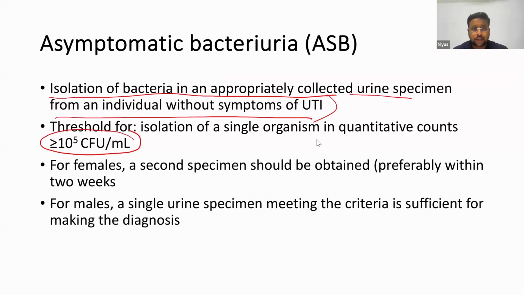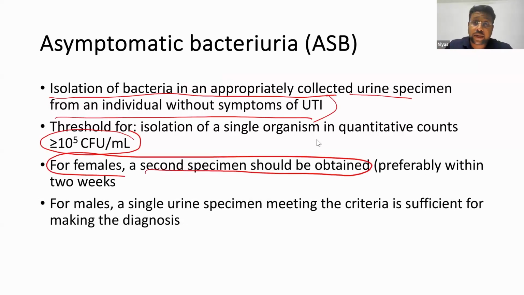Ideally, for a patient to have asymptomatic bacteriuria for treatment purposes, you should have at least 2 specimens in females, because often in females there is the possibility of contamination of the urine sample and a false report. So always ask for a second sample, preferably within 2 weeks of the first sample. In males, a single specimen is required to make the diagnosis of asymptomatic bacteriuria. So isolation of bacteria more than a threshold of 10 raised to 5 CFU per ml in the urine in whom there are no symptoms of UTI is called asymptomatic bacteriuria.